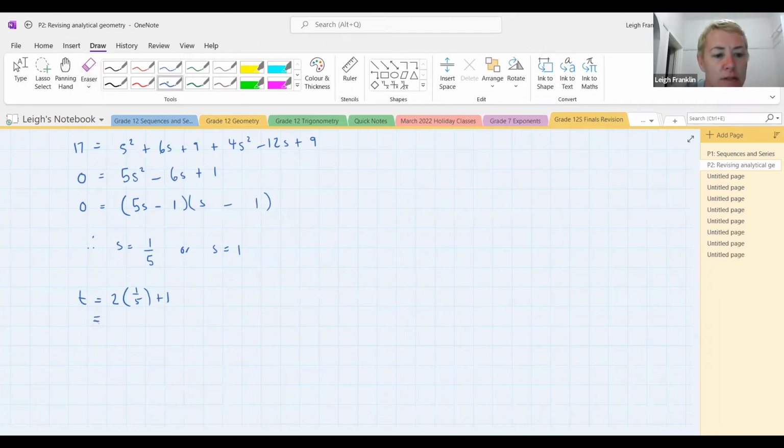And then on this side over here, same thing. Or t would be equal to 2s plus 1. So t would be equal to 3. And here it would be equal to 7 over 5, if I've done that correctly.